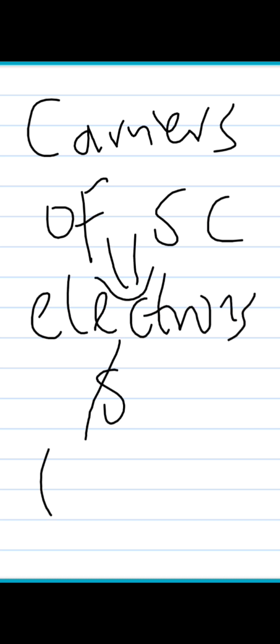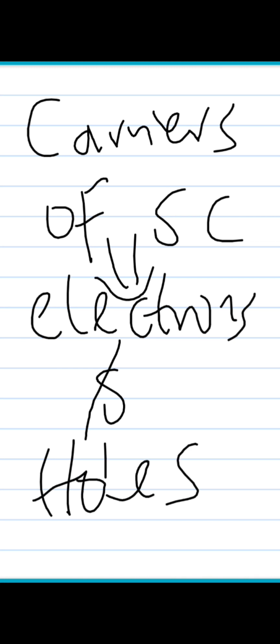Now the carriers of current in a semiconductor are what? Electrons and holes. The electrons are negative and the holes are the positive terminal. Electrons are negatively charged while the holes are positively charged. You understand? So take note again.